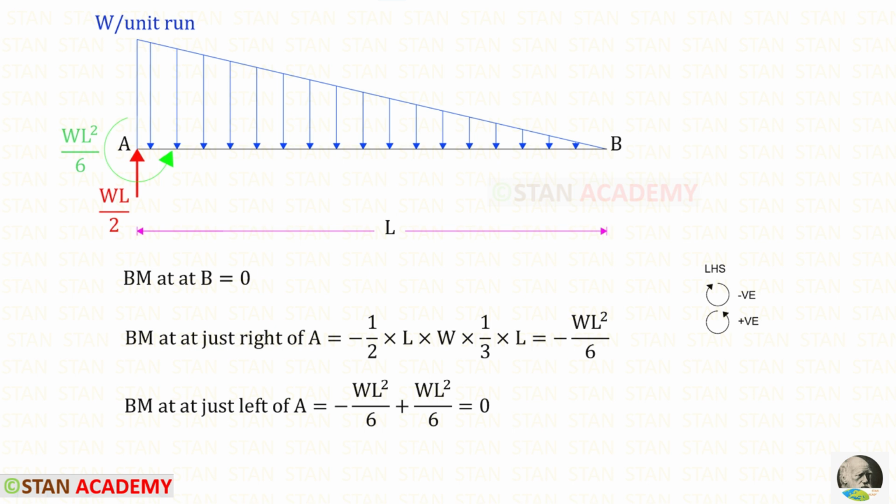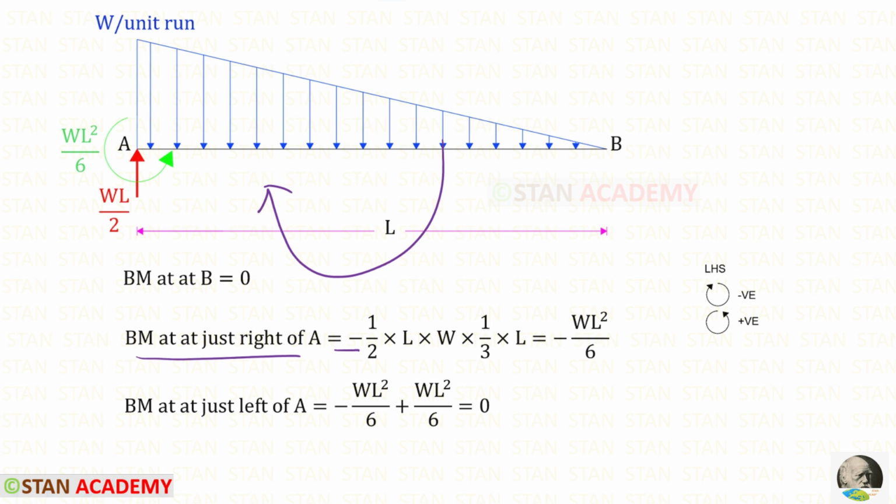Now let us find the bending moment values. I am going to find them from the point B. In this case, we have to use the left-hand side rule. Clockwise will be negative and anticlockwise will be positive. At the point B, the bending moment will be 0. Since at the point A there is a moment, we have to find the bending moment at just right of A and at just left of A. Let us find the bending moment at just right of A. At just right of A, we have the UVL. It is acting in the clockwise direction, so it will be negative.